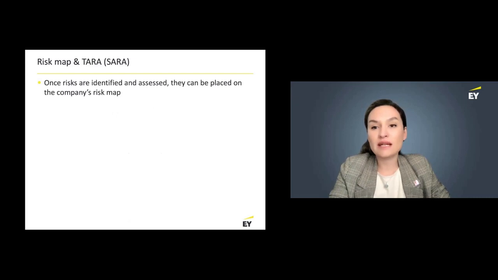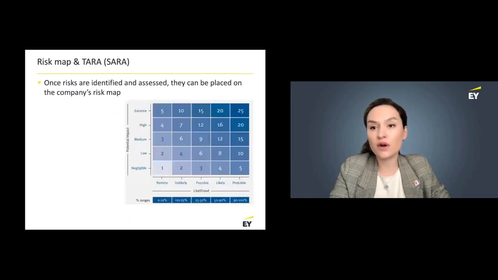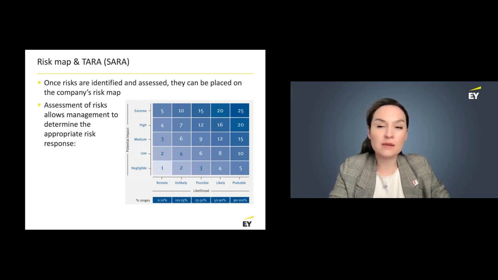Once risks have been assessed in terms of their likelihood of occurrence and their potential impact, we can use the model called the risk map. The risk map helps us to visualize the severity of the risk. On one side, you have the likelihood from remote to probable, and normally it is a scale from 1 to 5. And then on the other side, we have the potential impact of risk occurrence from negligible to extreme. We will then put the specific risk that we are assessing on some area of the map.